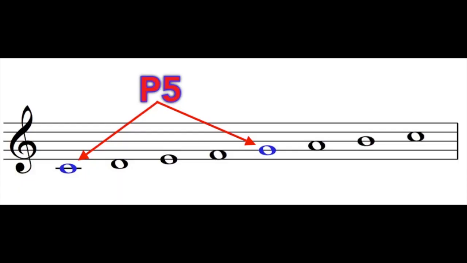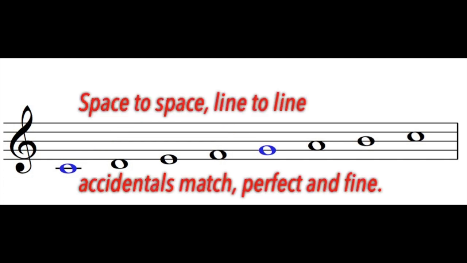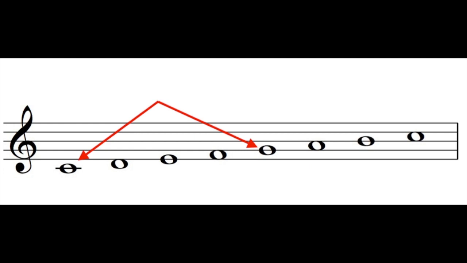So when we look at the C major scale between the C and the G, it is a perfect fifth, and we remember that because of that phrase, space to space, line to line, accidentals match, perfect and fine. It's not a B, so we don't have to watch out for it. So that is a perfect fifth.